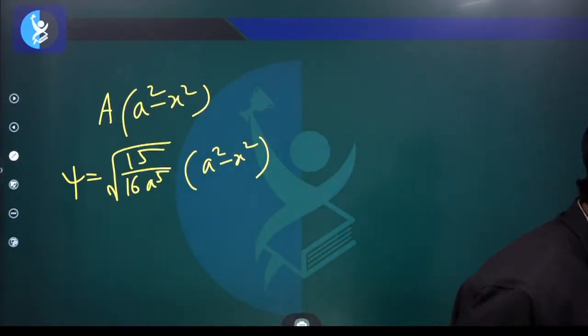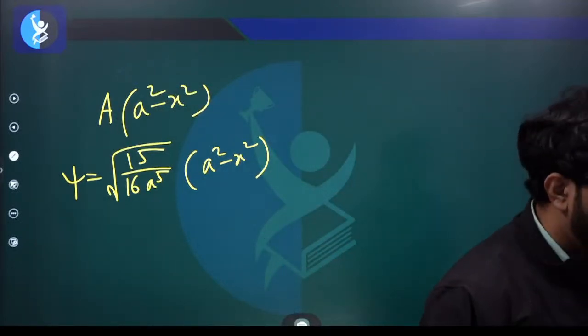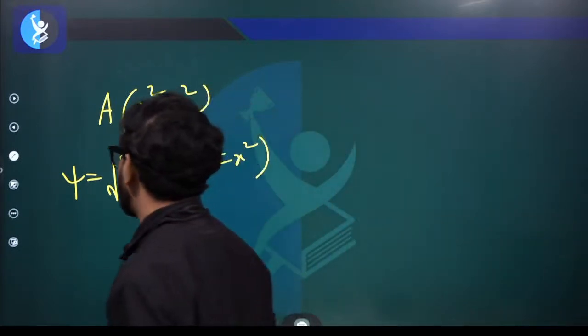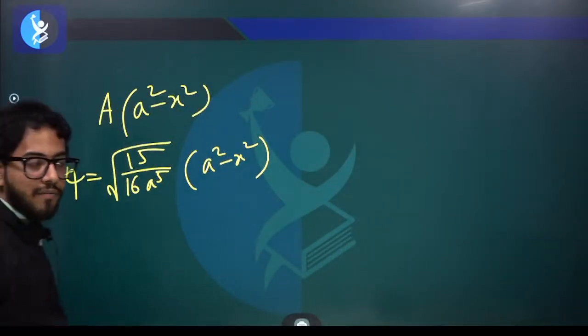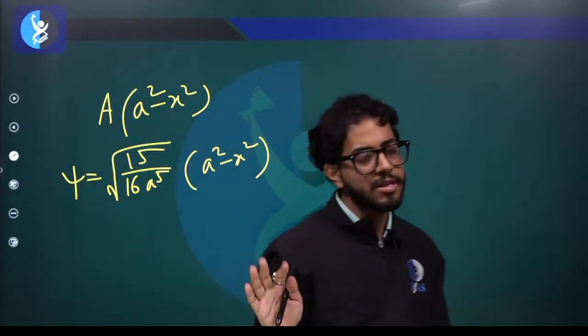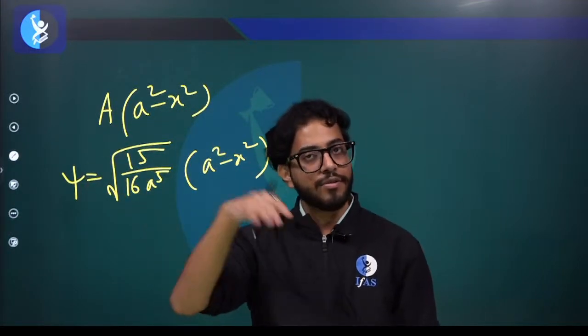How to choose the trial wave function? Do we choose a Gaussian wave function in all cases? No, of course not. I have told you how to choose the trial wave function. Mostly in your CSIR exams, they will give you the trial wave function. They will provide you the trial wave function.